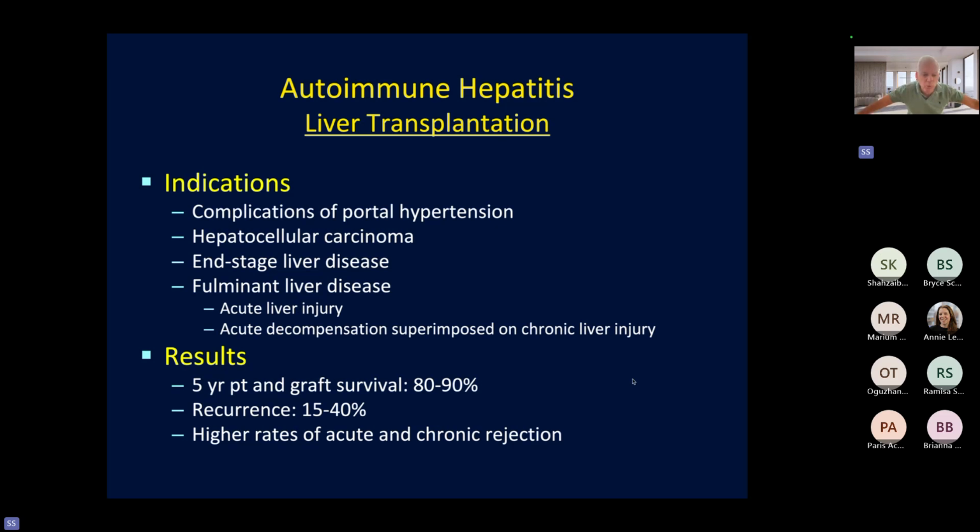The problem with doing transplant in these patients is that while there is a very high percentage, 80 to 90%, who have a graft survival at 5 years, they can develop autoimmune hepatitis in the transplanted liver, up to 40%. And there's a higher rate of both acute and chronic rejection in these patients, not surprisingly, for patients with a fulminant autoimmune disease.